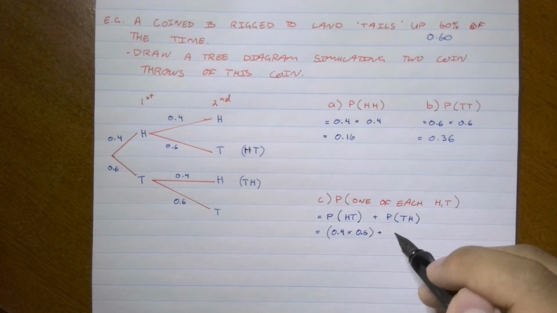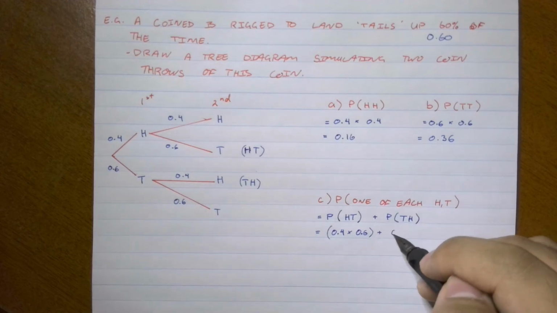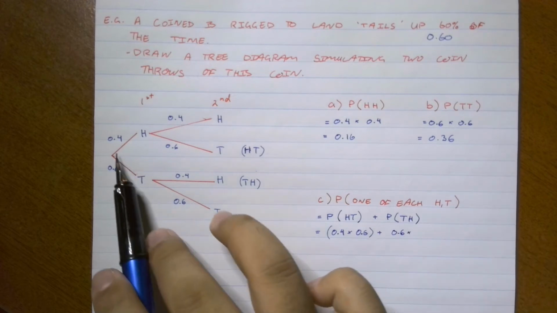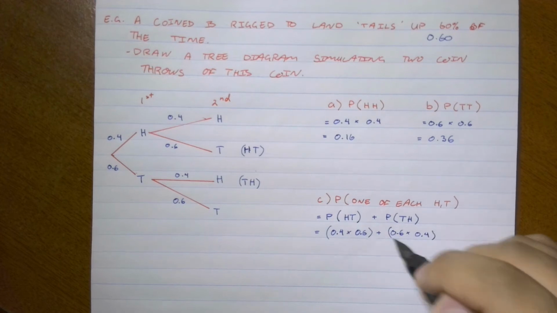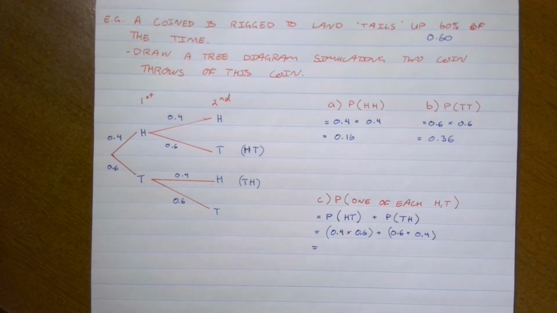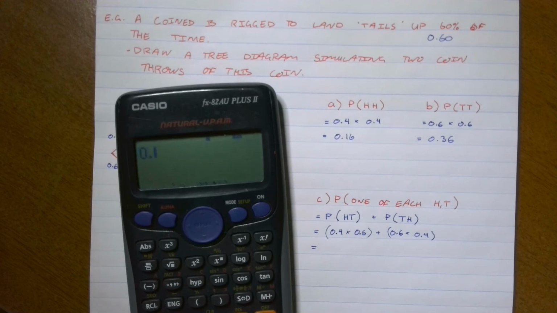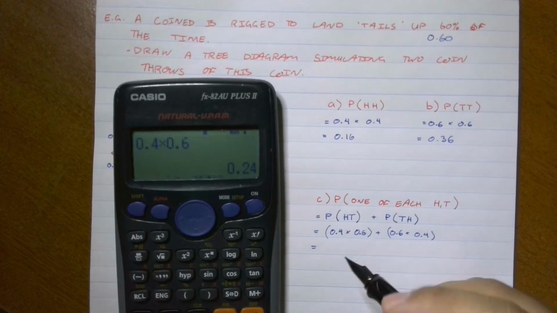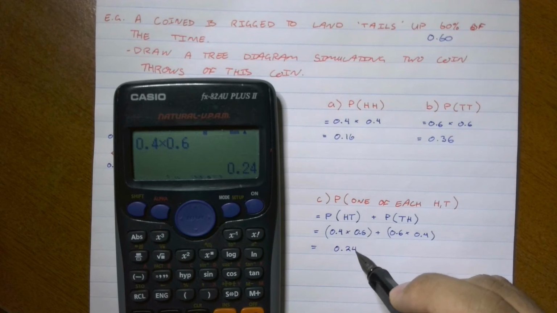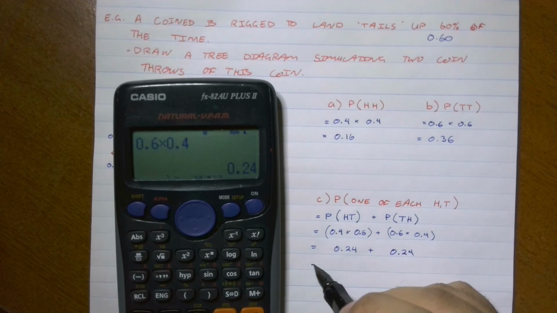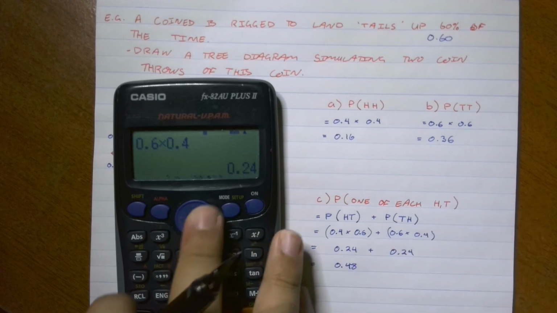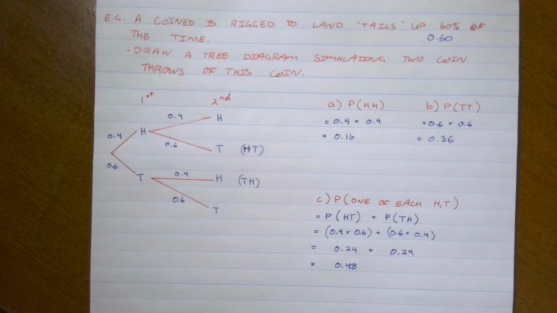We're going to add to that 0.6 times 0.4. Inputting all of this, that's 0.24, 0.6 times 0.4, that's also 0.24. Adding these together, we get 0.48.